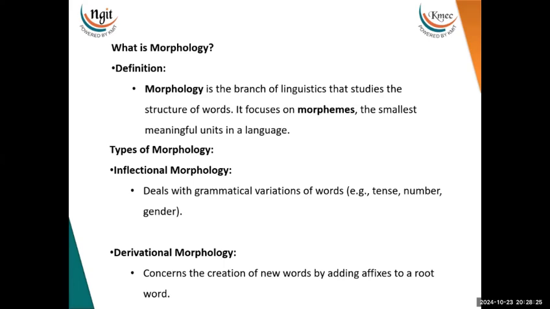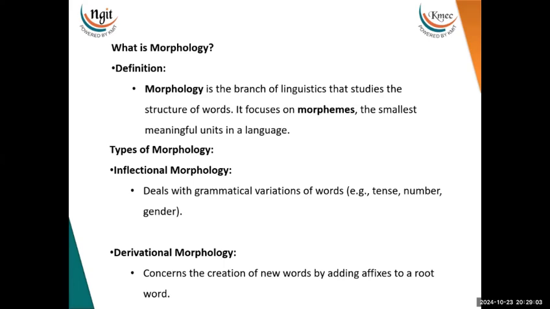Initially, the definition of morphology says that it is the branch of linguistics that studies the structure of words. It focuses precisely on these morphemes. When I said morpheme, I told you that morphemes can be roots or affixes. The root can be a base word. An affix might be a prefix, suffix, or infix. To understand inflectional and derivational morphology, I'll give you one example for inflectional morphology first, then we go for derivational morphology.